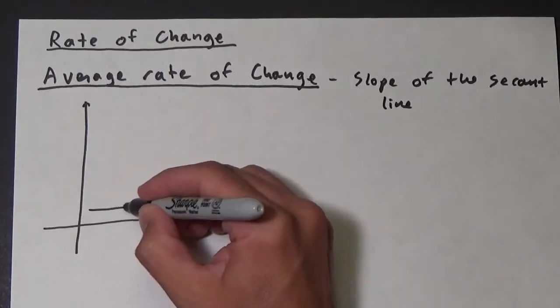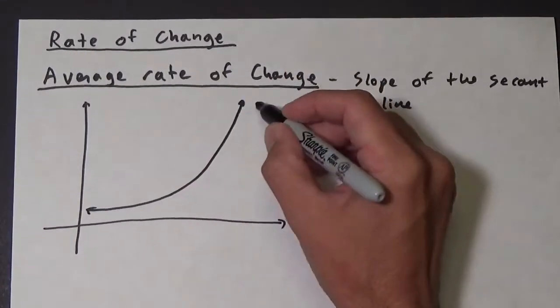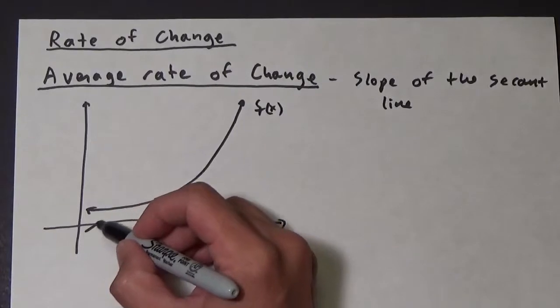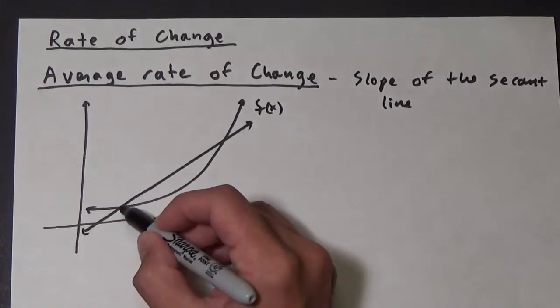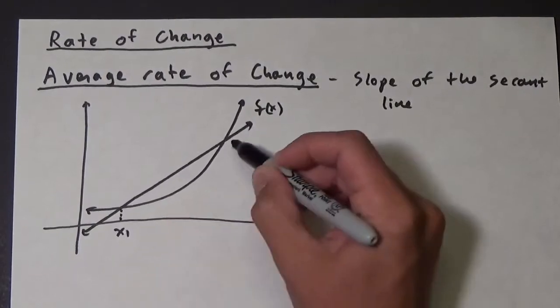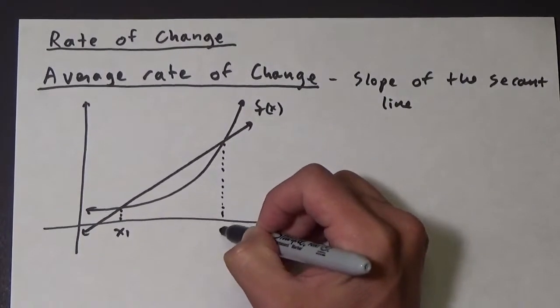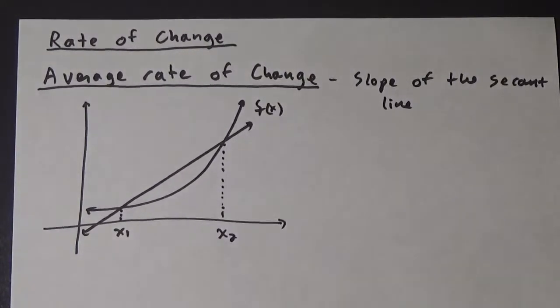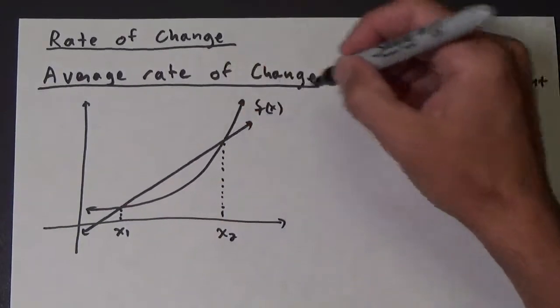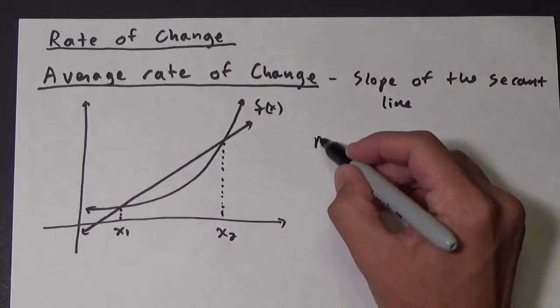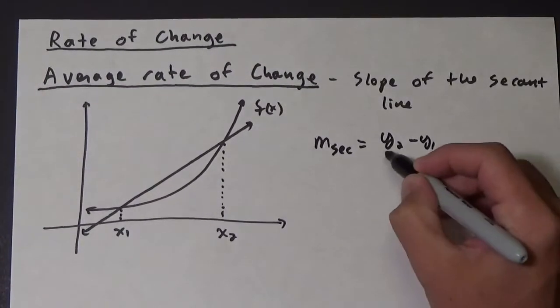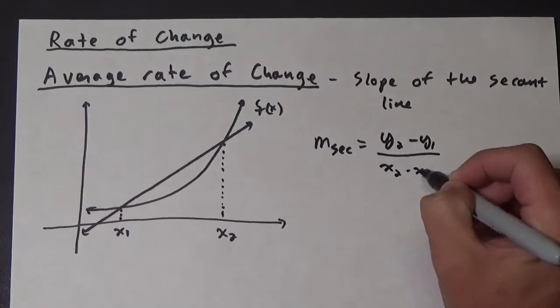So let's say we have a function f of x. And here's a secant line. And so this here will be x of 1, and this down here would be x of 2. And what we want to do is find the slope of that secant line. Okay, so if you remember, slope is basically y2 minus y1 all over x of 2 minus x of 1.